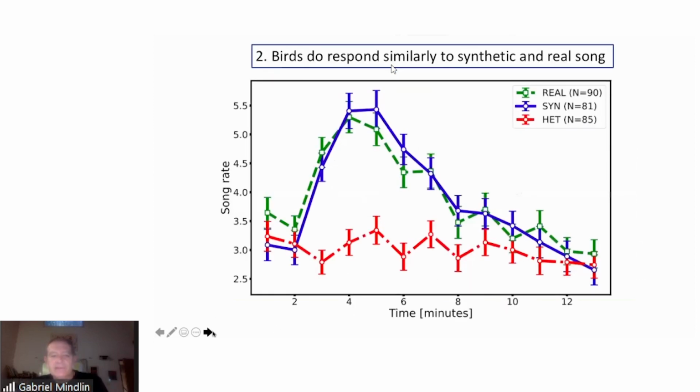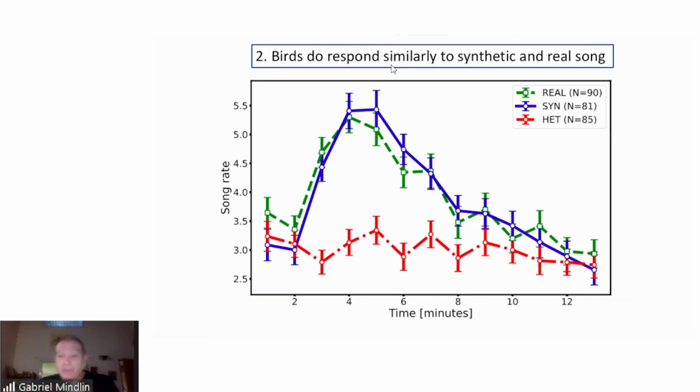Okay, enough of that. This is what we did, playing different models. I think there were 12 different themes: real songs, synthetic songs, and heterospecific songs. The birds are singing 3 to 4 songs per minute, and suddenly for a couple of minutes you play a song in their territory. The birds start to sing faster. Then when the recording stops, eventually they recover their peace of mind and sing just 3 or 4 songs per minute.